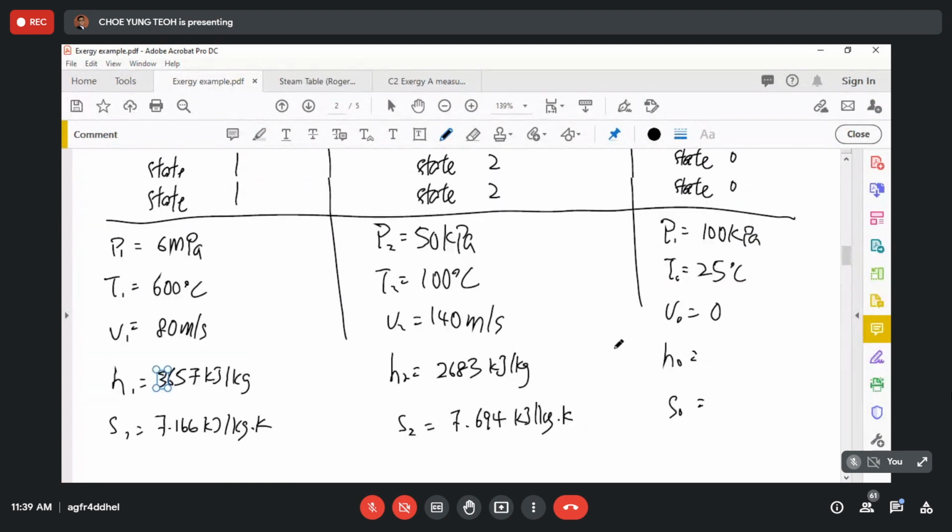Okay, then go to state 0. State 0 is a bit special. You can see for most of the cases, state 1 and state 2, when the steam goes into the turbine and comes out from the turbine, it should be superheated steam, because if it is not superheated steam, this will destroy the turbine.